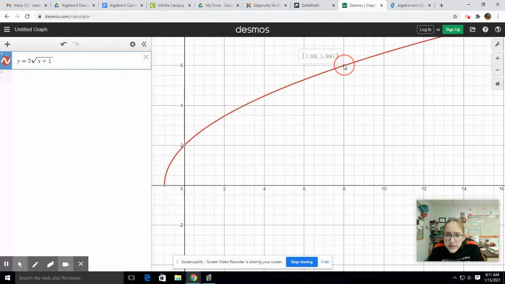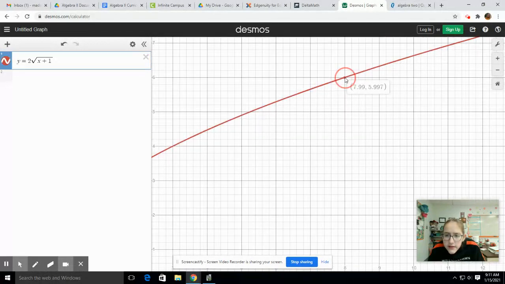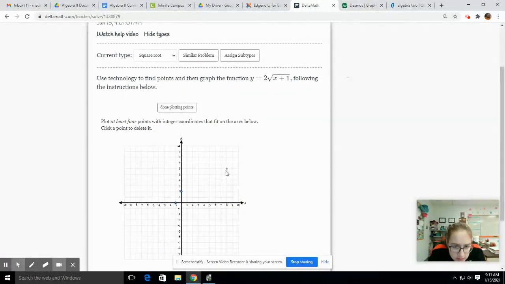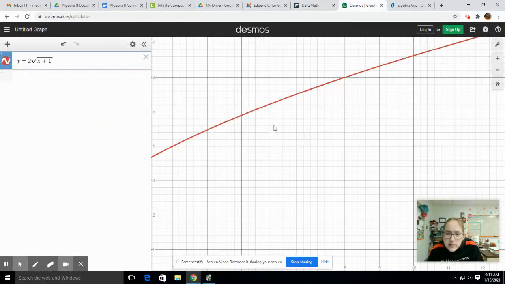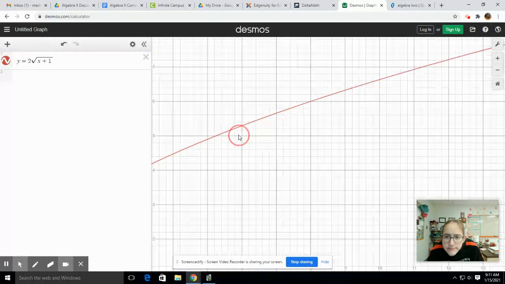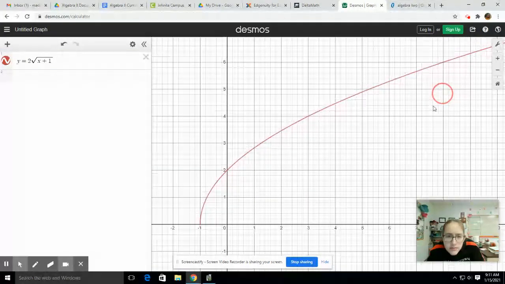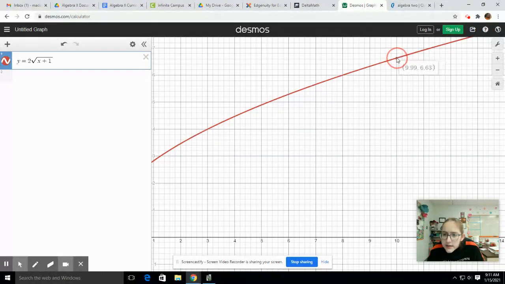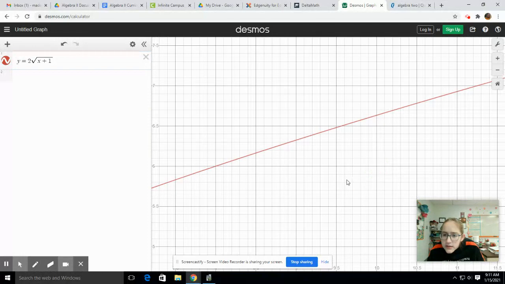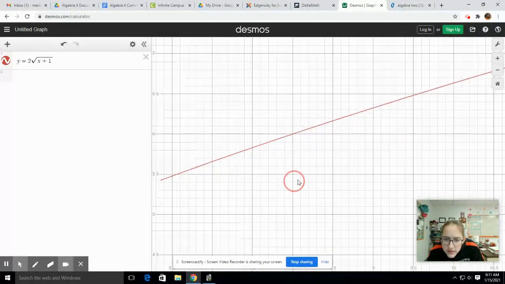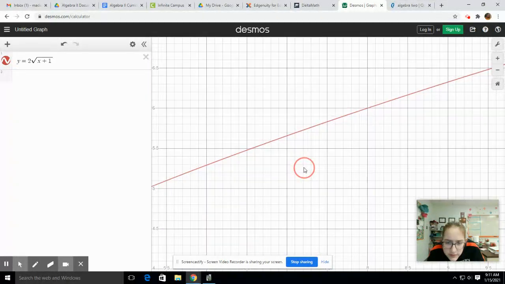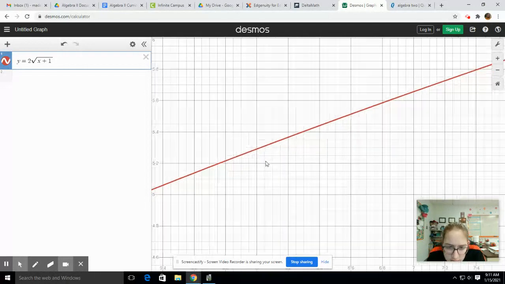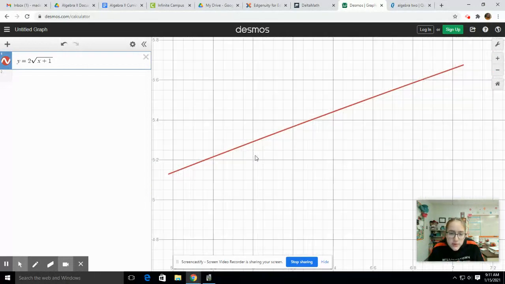Sometimes it takes a hot second to get it to click right, but we have 8, 6. Remember, you don't want to go too big because our graph only goes to 10. So we zoom in here. Nope, that's not close enough. We already did that one. Here we go. Oh, maybe not.